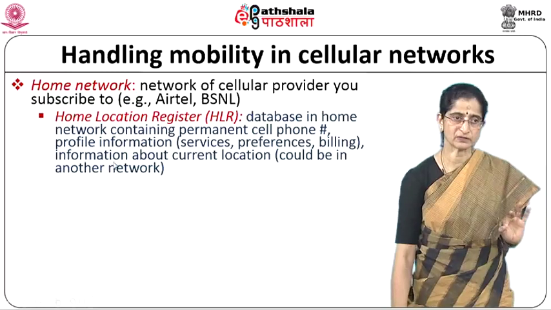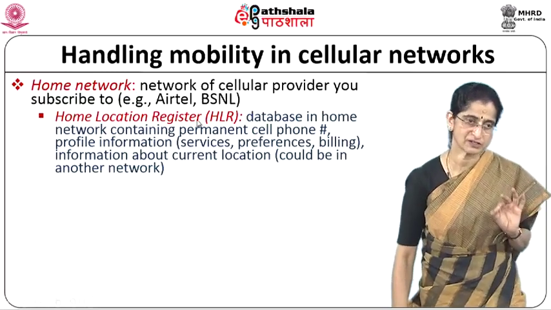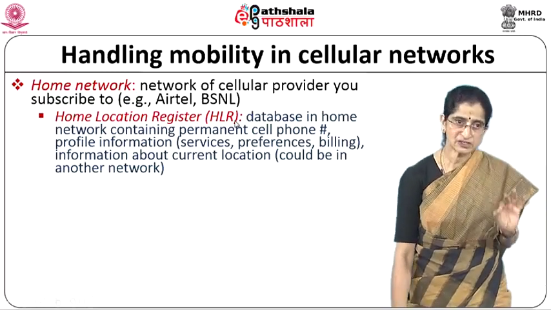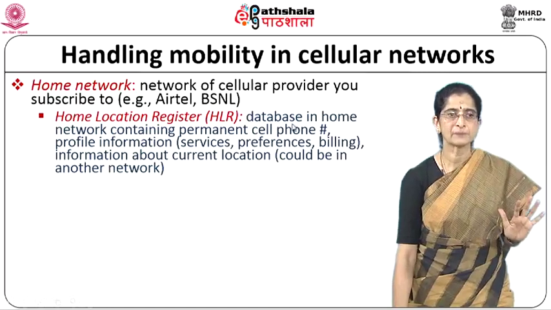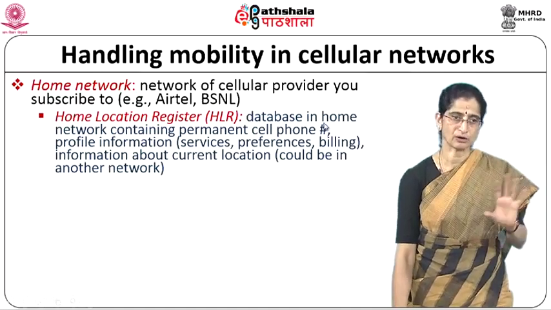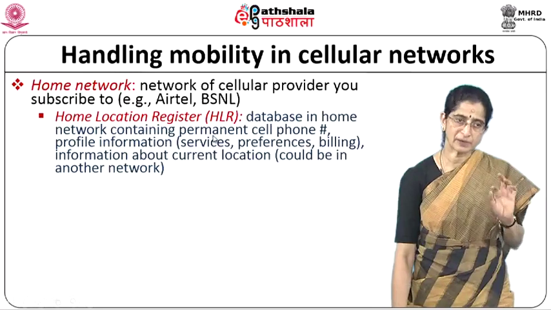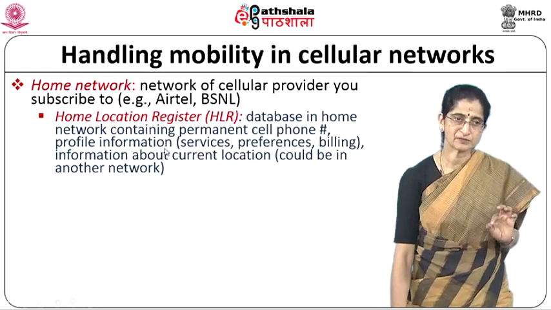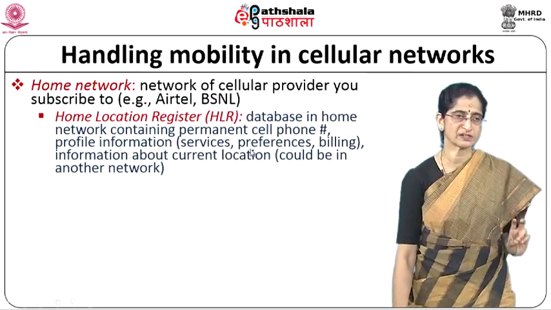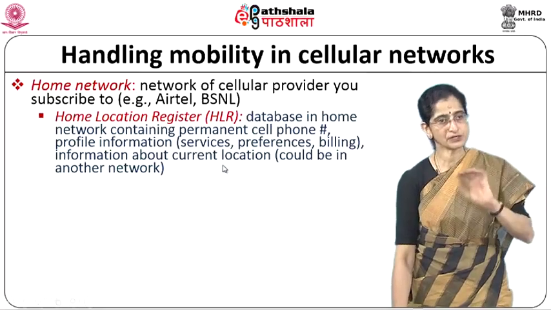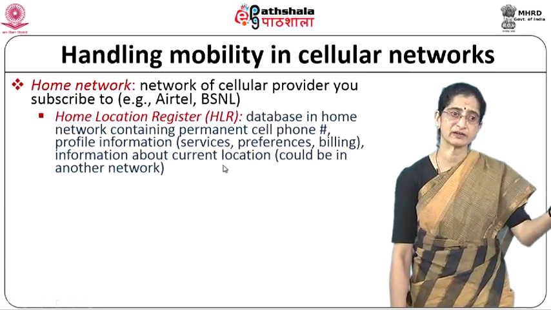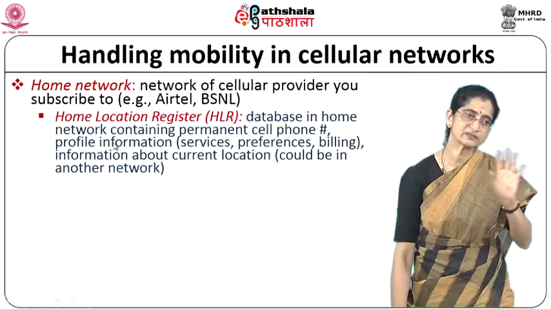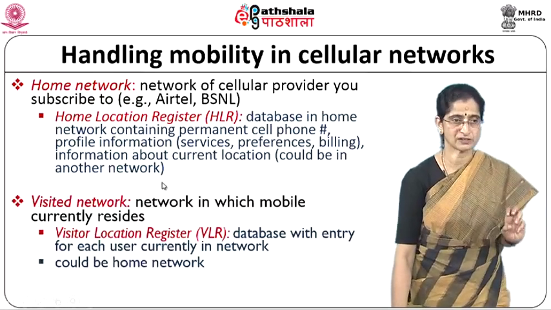At the home network, there will be something called a home location register, HLR. This HLR is like a huge database which has all information about you: your network and permanent cell phone number, the profile information, what kind of services you have, what your preferences are, your billing details, and information about your current location. You may be in some other network, but where you currently are, that information will all be stored in your home location register.